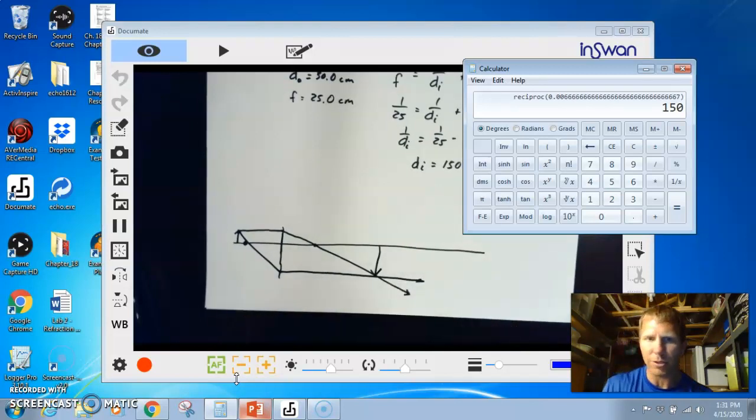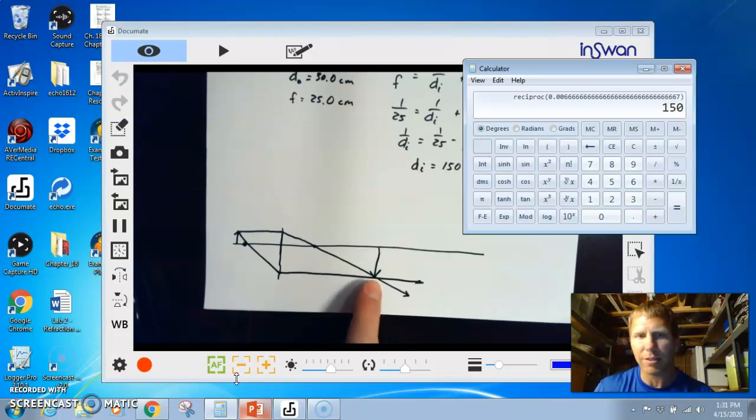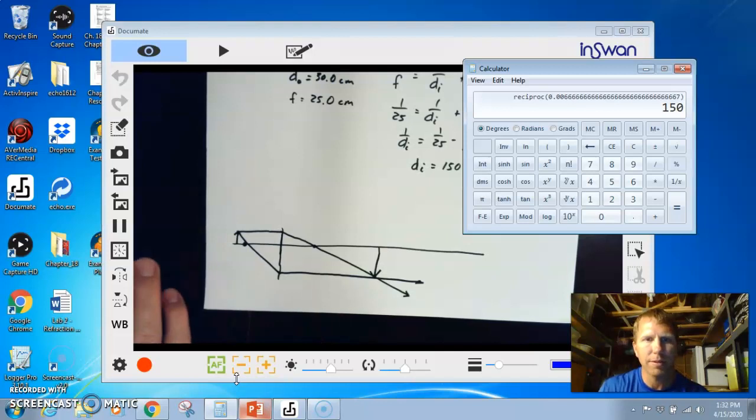Okay, and so you can see in this scenario that we have an inverted, larger image, and because it's on the opposite side of the lens, it is a real image. So this is like any kind of projector. You always have them upside down, so that on the screen it ends up right side up. Okay, that is it for this video.